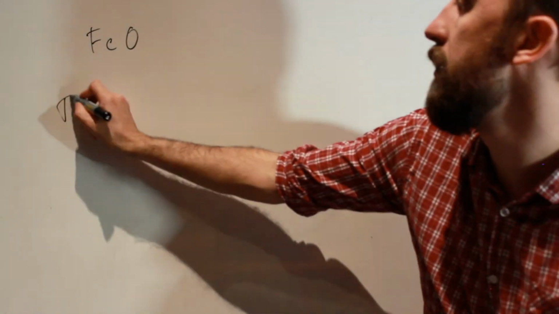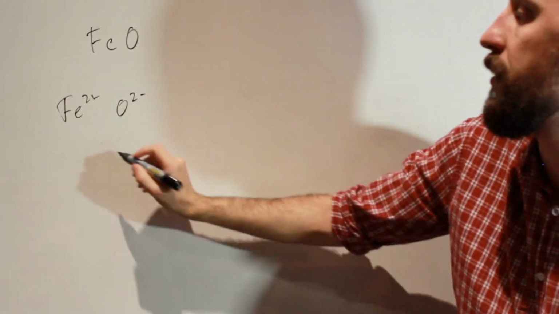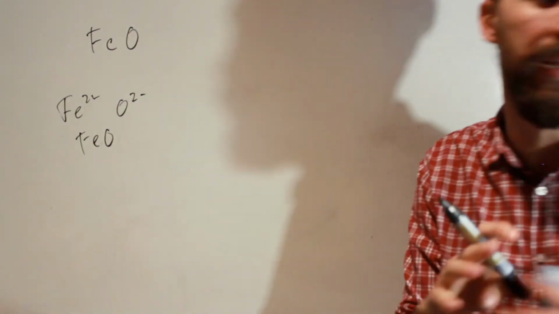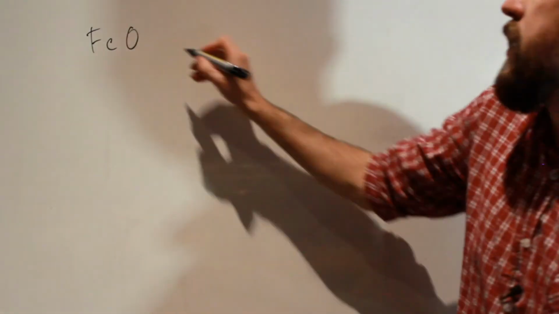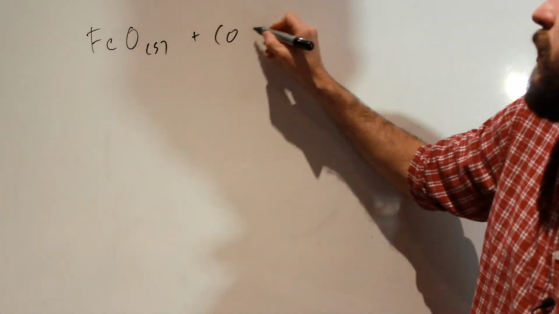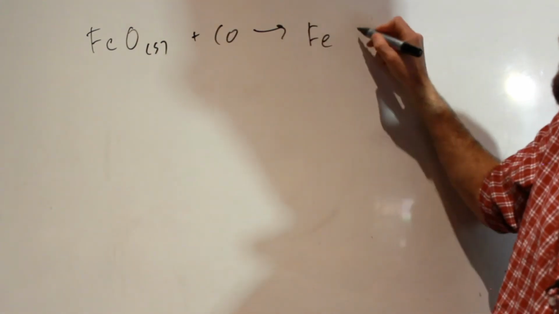If we have a 2 plus iron, O always makes 2 minus. We know that because it's in group 6 in the periodic table. This is going to make FeO as a neutral balanced ionic species. Iron oxide reacts with carbon monoxide to form iron and carbon dioxide.